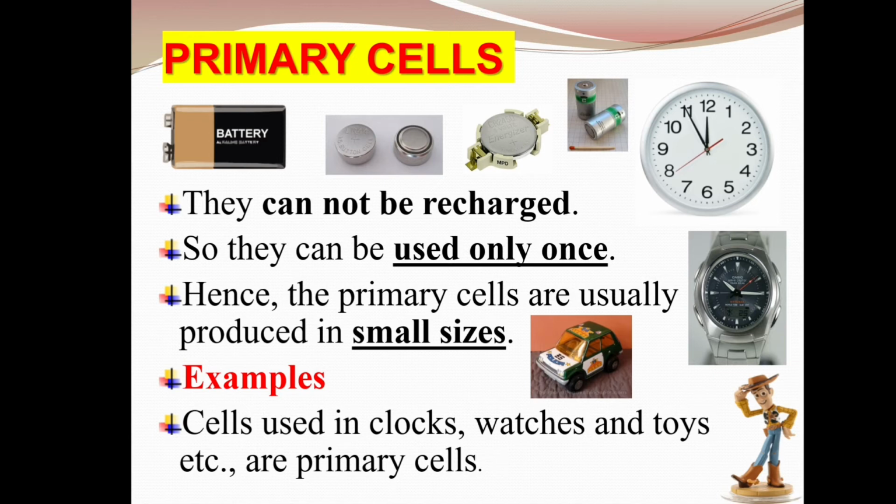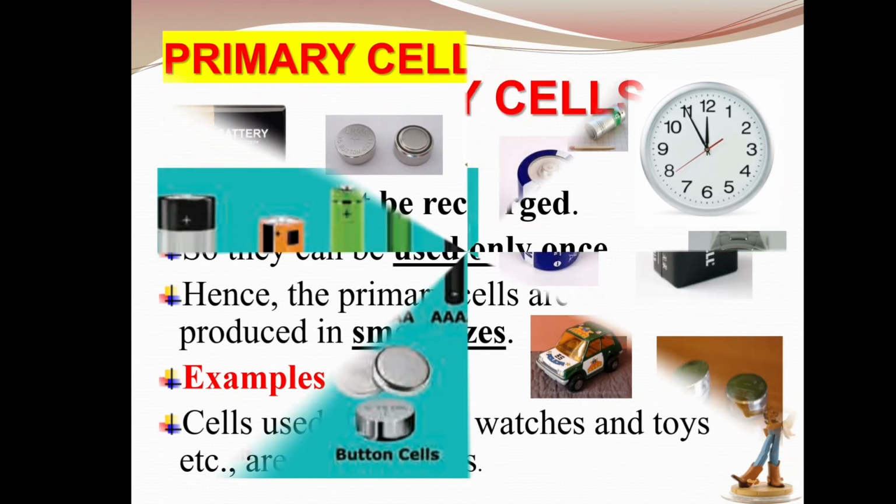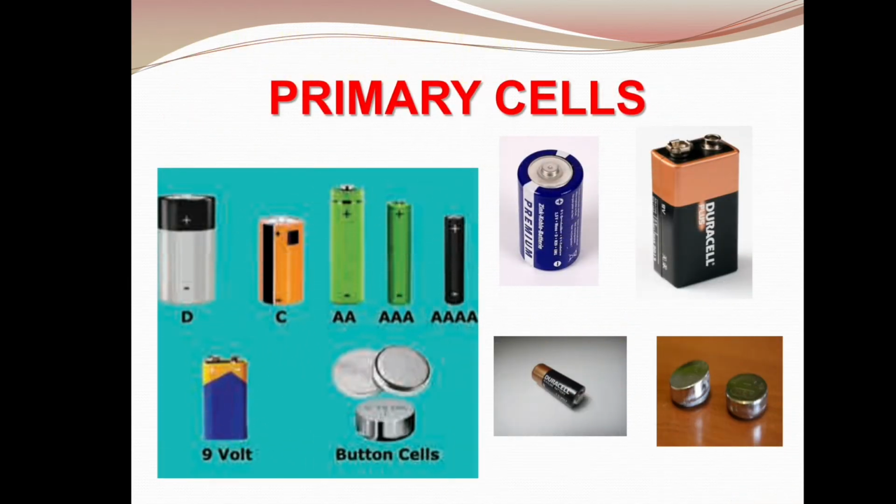The examples for primary cells are cells that we use in clocks, watches and toys. They are the examples for primary cells. These are the images of primary cells. These cells are only used in toys, clocks, watches, in all those things. These are primary cells.